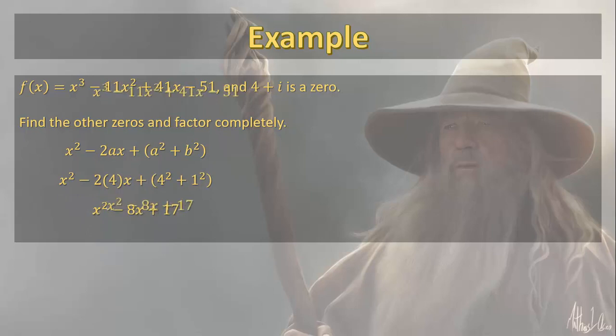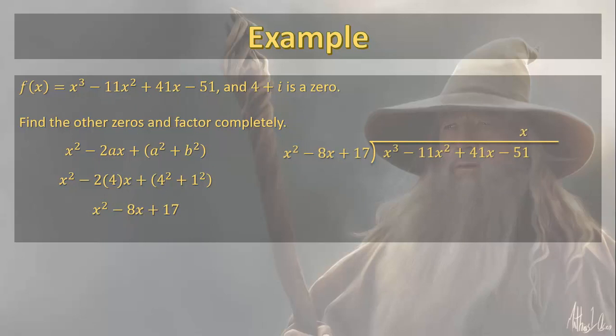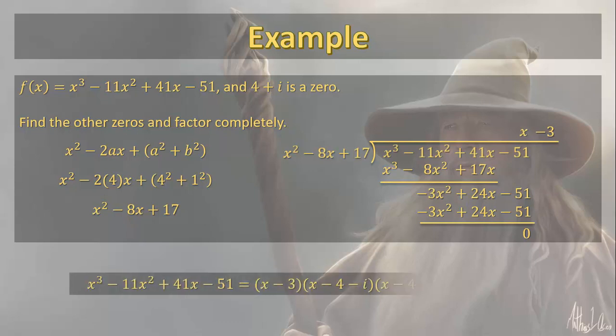Now I need to long divide. And it looks like this. First multiply by x to get x cubed. Now I need to multiply by a negative 3. Comes out to 0. Remember, if it doesn't come out to 0, something went wrong. And so now I see what my last factor is. My last factor is x minus 3. And there is the complete factorization.